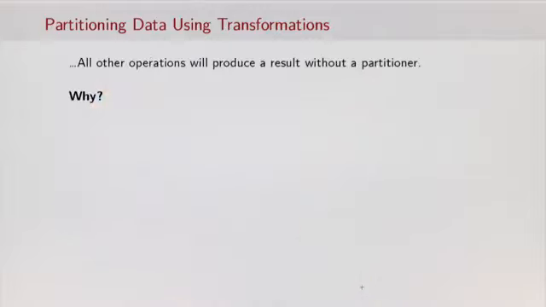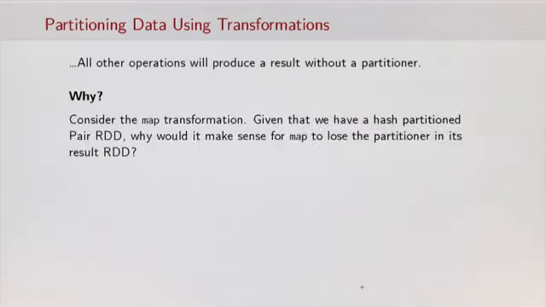But let's focus on this point right here for a second. Why is it that all other operations will produce a result that doesn't have a partitioner? Why does that make sense? Think about the map transformation for a moment. Assuming we have a hash partitioned RDD that we intend to map on, why would it make sense for the resulting RDD to lose its partitioner? Think about all of the things you could possibly do in a map operation, and remember that partitioning only makes sense for pair RDDs, which are key-value pairs. I'll give you a moment to think about it.